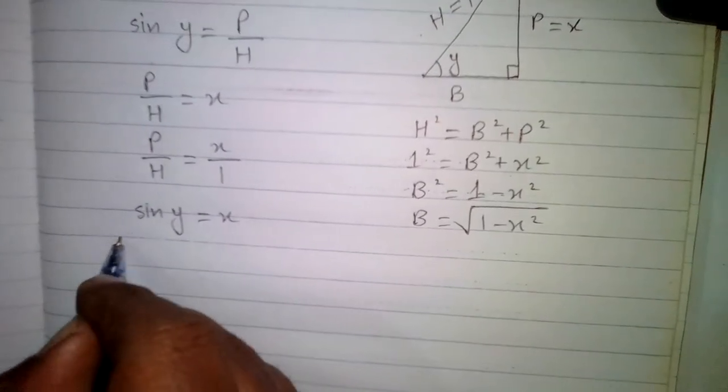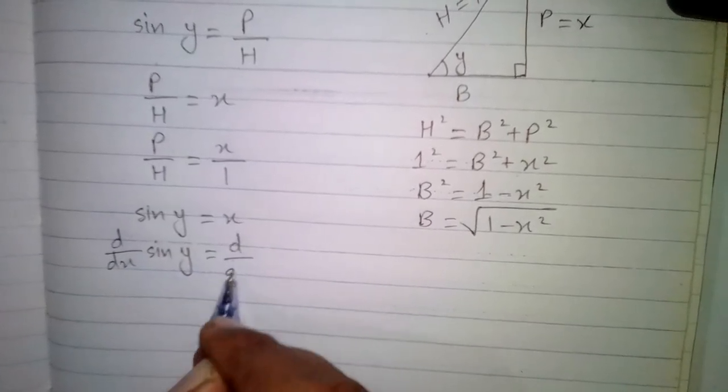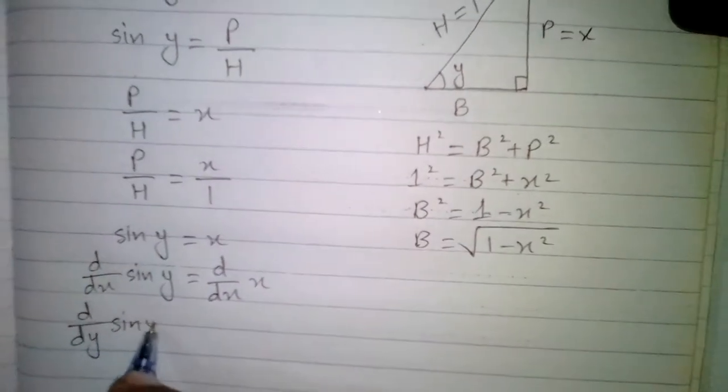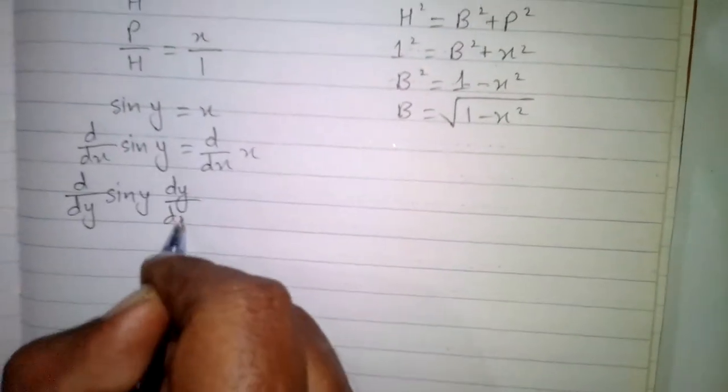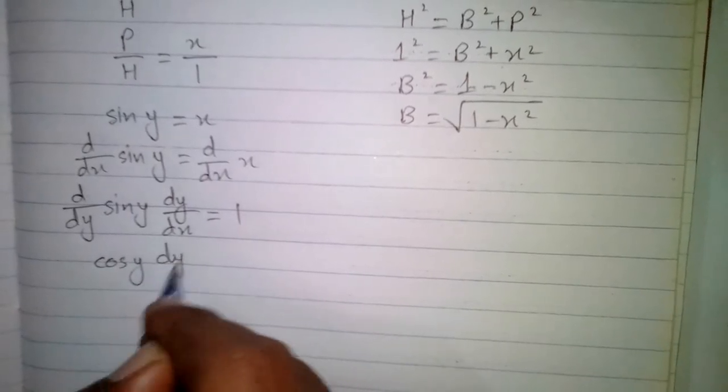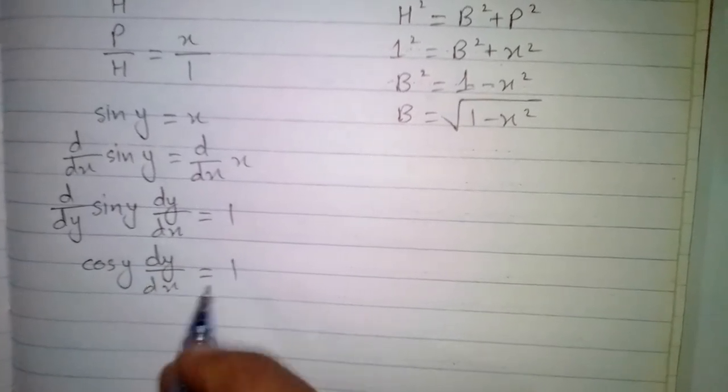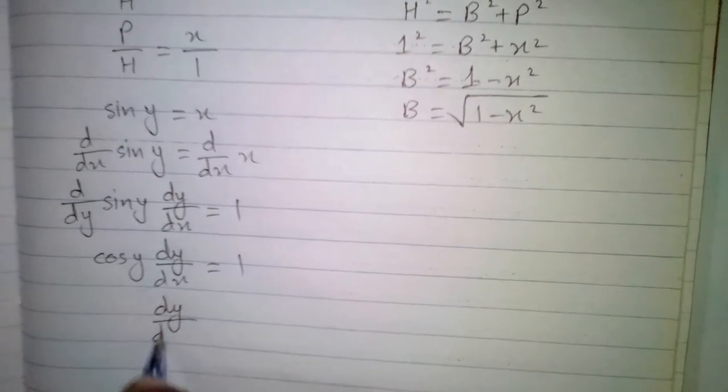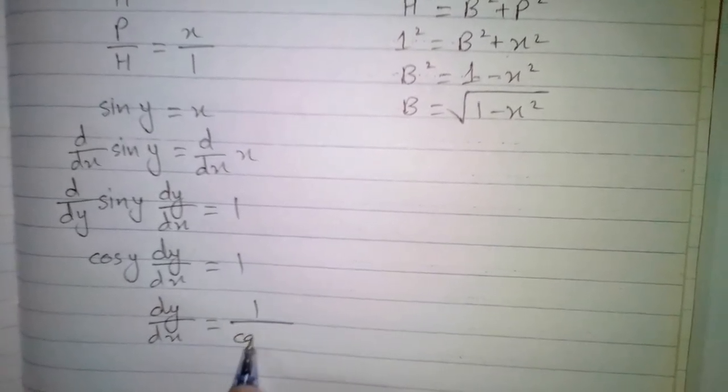Now sine y is equal to x. We can take the derivative of this equation. So we have d by dx of sine y is equal to d by dx of x. Now we will apply the chain rule. So we have d by dy of sine y multiplied by dy by dx is equal to 1. Now the derivative of sine y is cos y. So cos y dy by dx is equal to 1. So dy by dx is equal to 1 upon cos y.